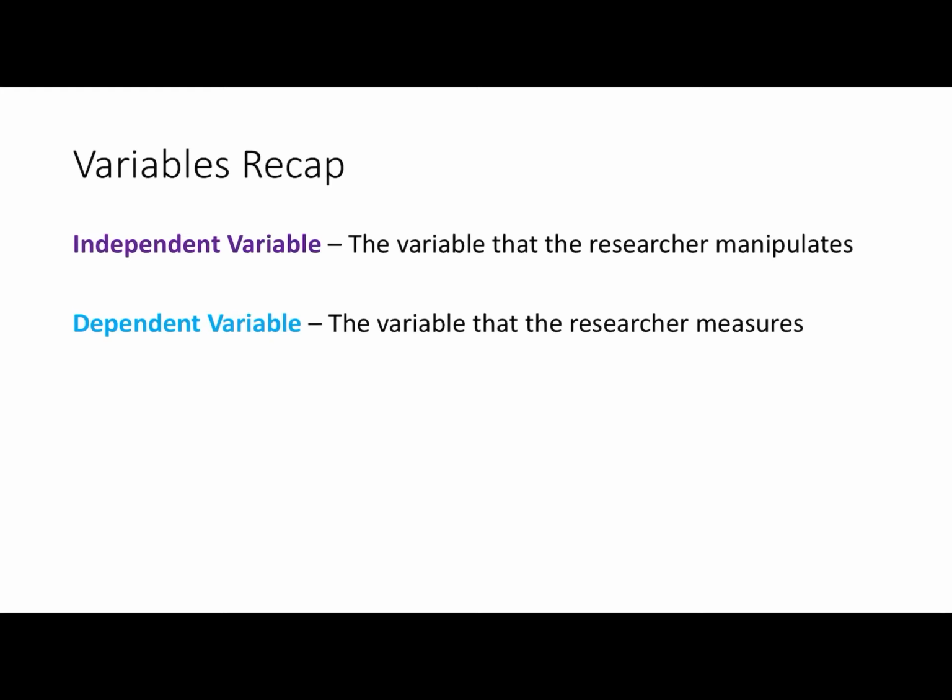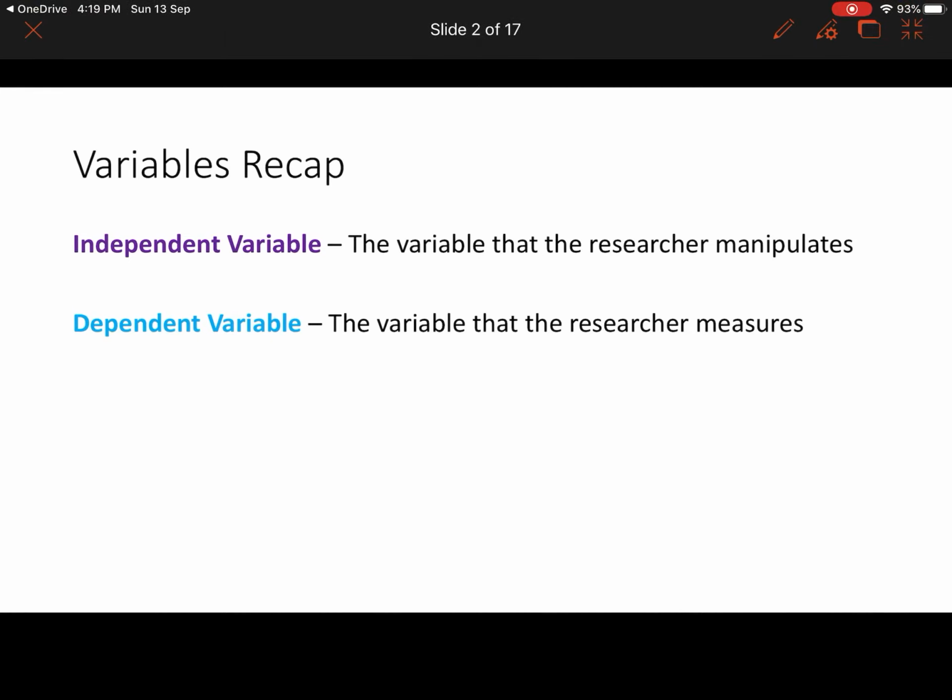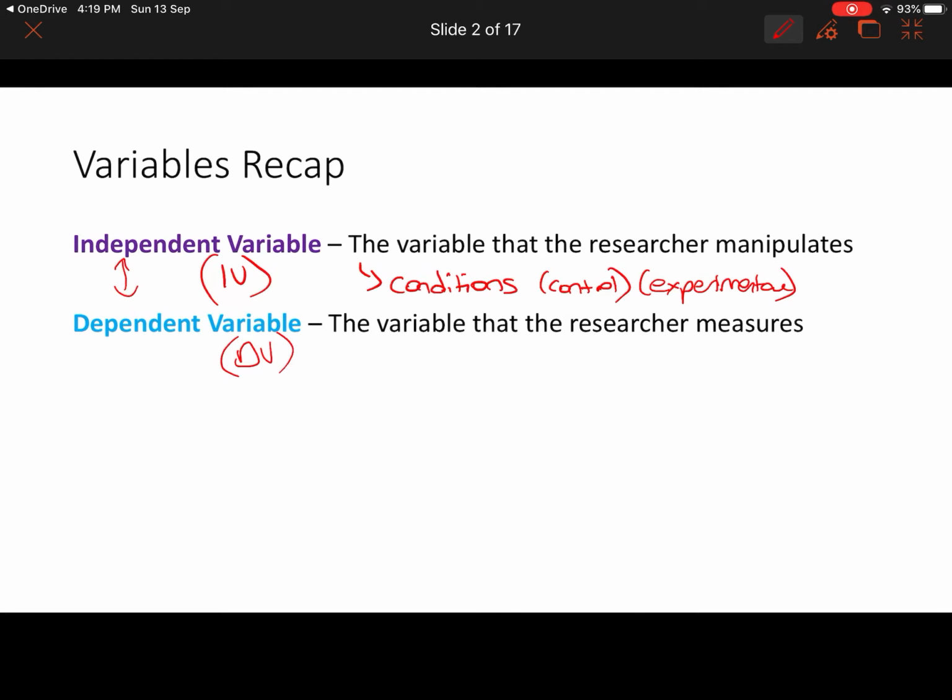So just to recap our different types of variables. Remember that our independent variable, or otherwise known as our IV, is the variable that the researcher is manipulating. So quite often we have different levels of our IV, which means the different conditions to which participants are allocated to in an experiment, either the control or the experimental. And our dependent variable, or our DV, is the variable that our researcher is measuring. So we're really, in the experiment, looking at manipulating the IV to test the effect on the DV.